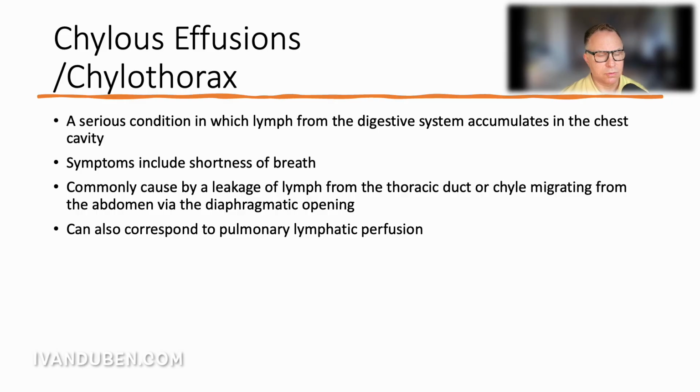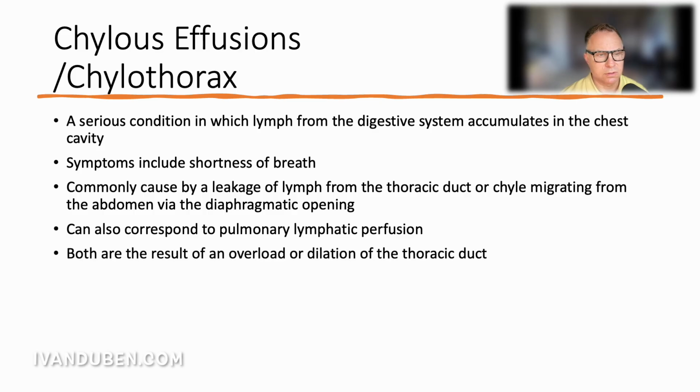It can also correspond to pulmonary lymphatic perfusions. Both of those are the result of an overload or dilation of the thoracic duct. And I will talk a little bit more about the thoracic duct coming up, because it does have a capacity to contract and dilate, and it can be under various pressure loads as well.